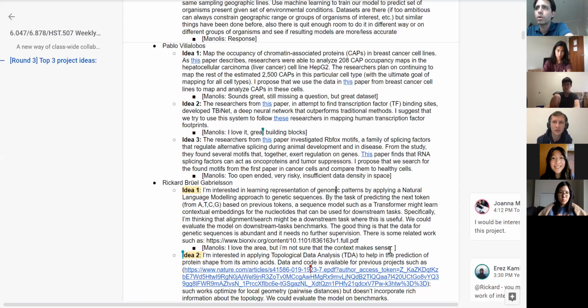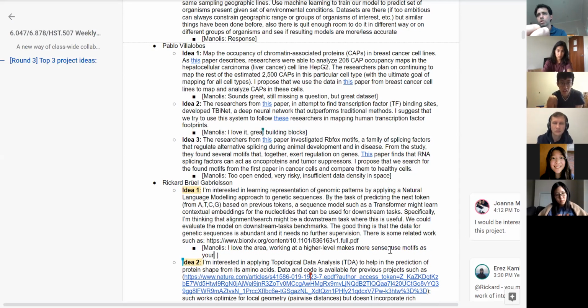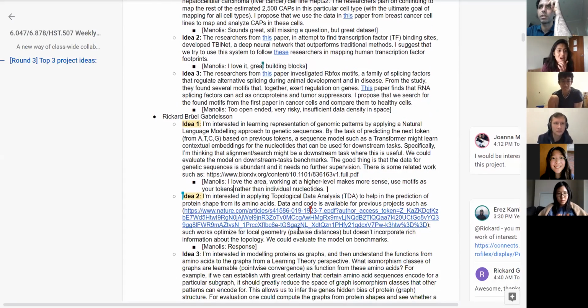So I love the area, and what I'm thinking is that working at a higher level makes more sense. Use motifs as your tokens rather than individual nucleotides. You see what I'm getting at? Yeah, great feedback. Thank you. Okay, perfect. I love it. I think this is just a great suggestion. So I think you should definitely do that problem. Thank you.